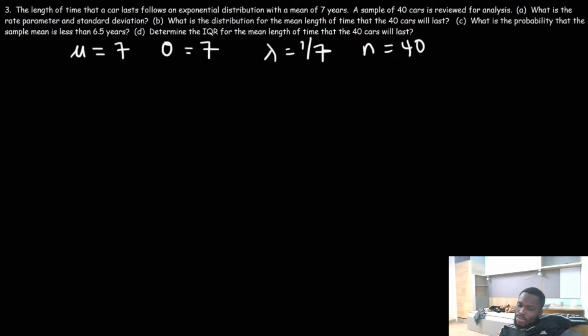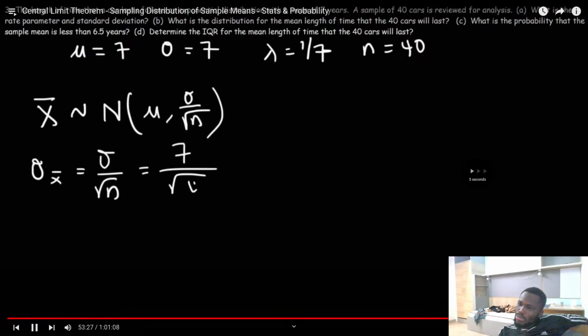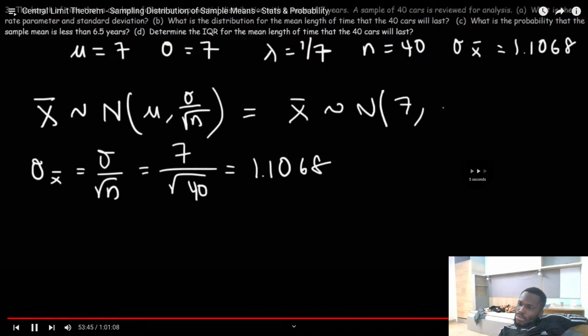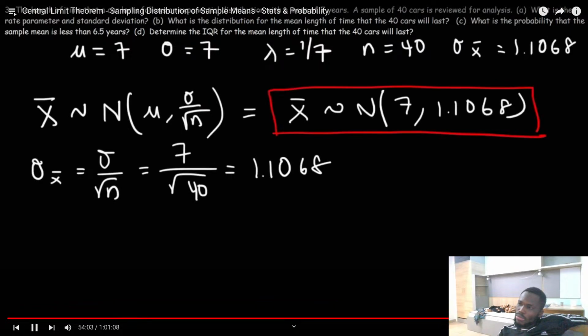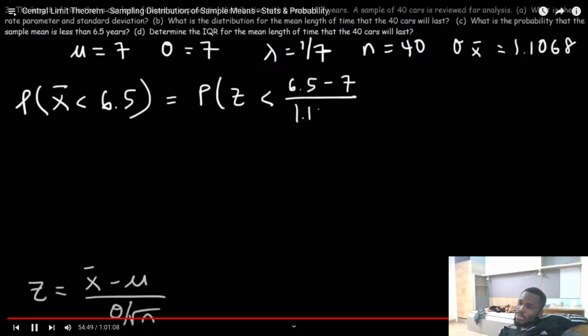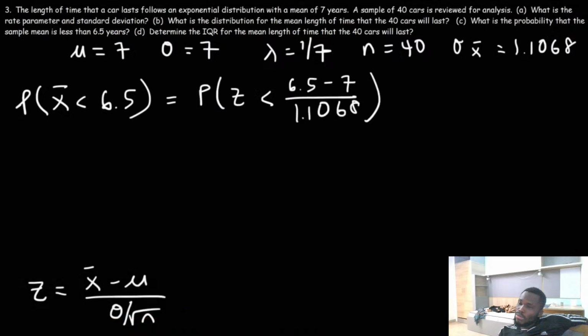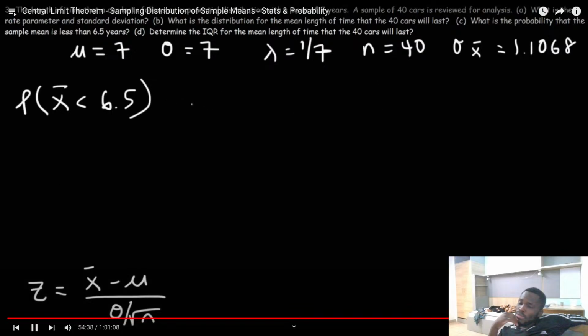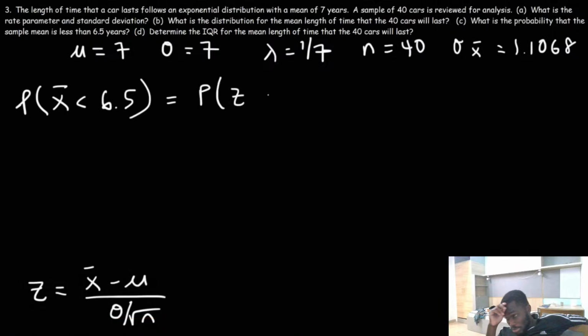But how can we write this? The standard error is 1.1068, which is the standard deviation of 7 over the square root of n. 6.5 minus 7 is negative 0.5, and if we divide that by the standard error. So this is the probability that z is less than x bar, which is 6.5, minus the mean of 7.